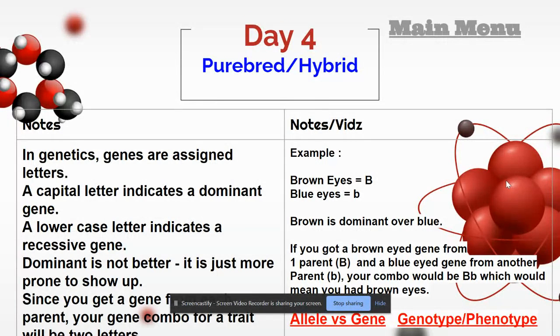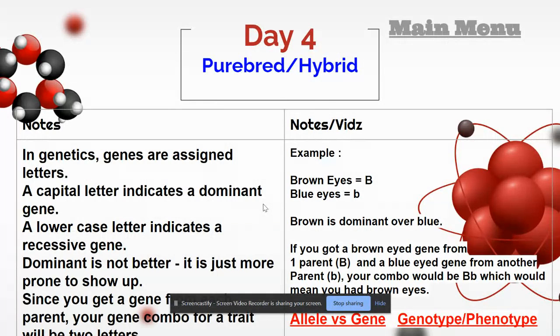So we're going to use eyes. I like using eye color as my example. What we do in genetics is we assign a letter to the trait. The dominant trait is going to get a capital letter. The recessive trait is going to get a lowercase letter. We normally name the trait after the capital letter. Like sometimes if you would see green eyes, for example, it would still be a lowercase b.